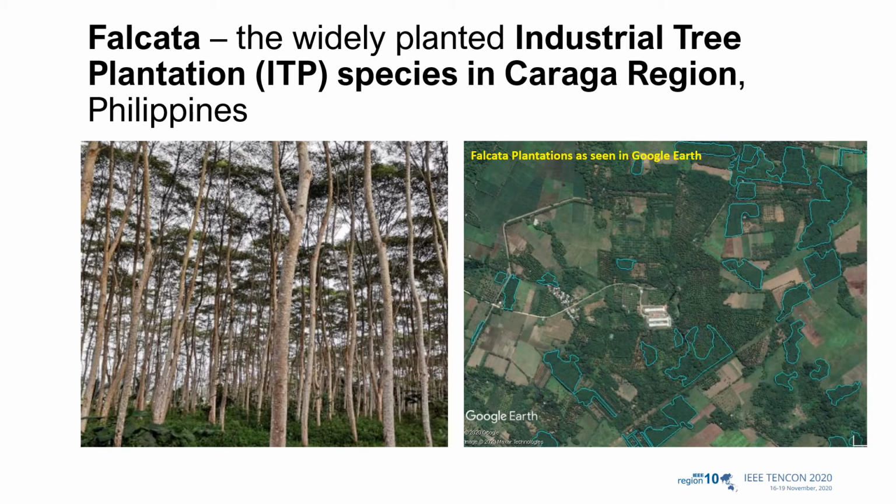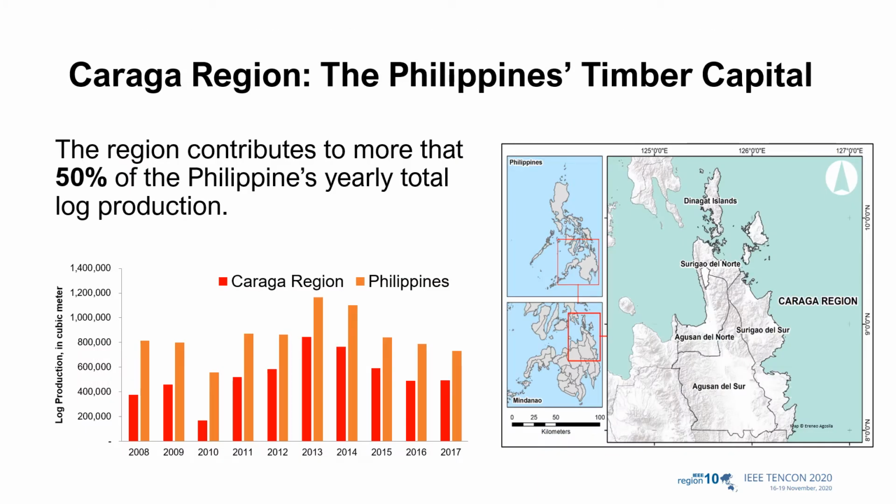This tree species is a significant source of wood for paper, veneer, and furniture production. Here in Caraga Region, Falcata is most preferred by tree farmers because it can grow very fast on various types of soils and can be harvested in 6 years after planting. For several years already, Falcata plantations have significantly helped the Caraga region to retain its title as the Philippines' timber capital. This region contributes more than 50% of the Philippines' yearly log production.